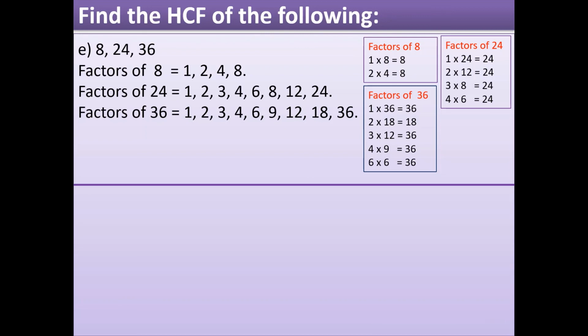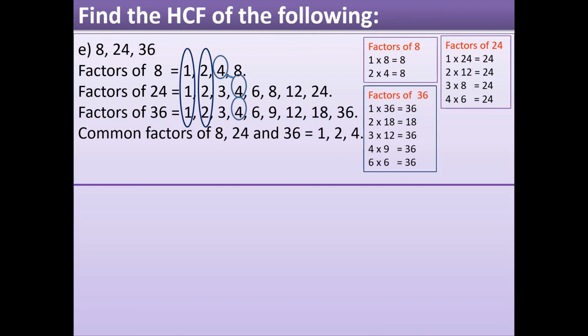Then we will find out the common factors. So common factors of 8, 24 and 36 is equal to 1, 2 and 4. Then we will find out the HCF. So highest common factor of 8, 24 and 36 is equal to 4.